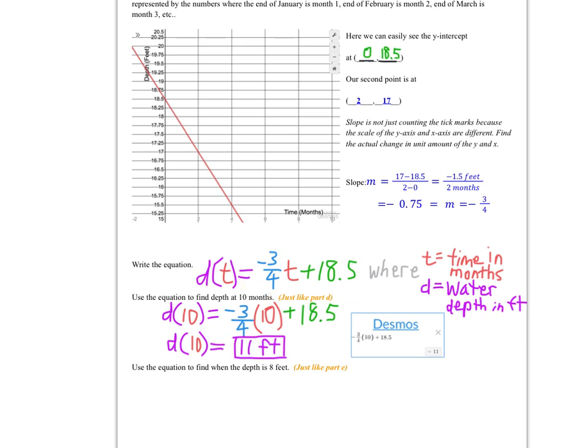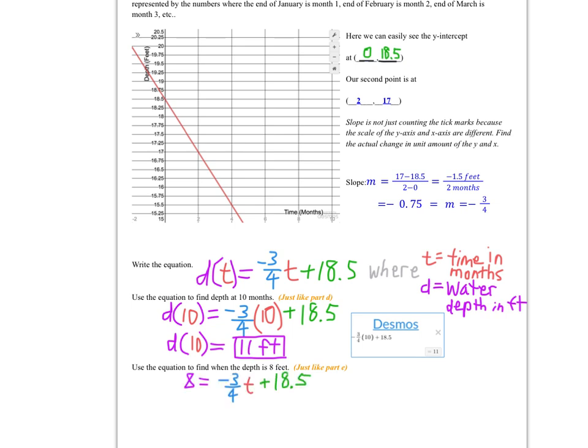Now let's answer the last problem. Use the equation to find when the depth is 8 feet. Again, ask yourself, is that going to be in place of t or in place of the d? Now this d of t is really just a fancy way of writing d. As the hint gives you, just like the previous one was part D for the 10 months, this one's like part E for the 8 feet. So, what is that going to look like?